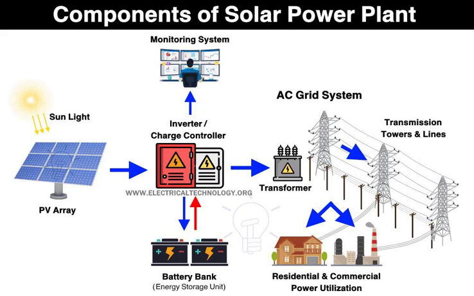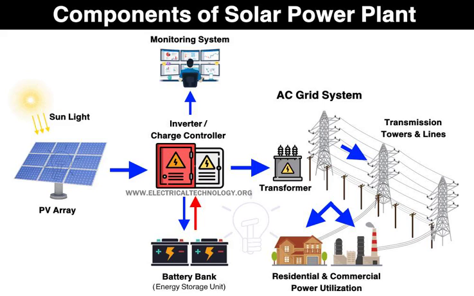Solar panels. The solar power plant consists of numerous solar panels installed on a suitable location with ample sunlight exposure. These panels are made of semiconductor materials, such as silicon, which can generate electricity when exposed to sunlight.